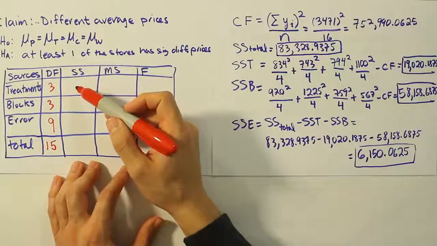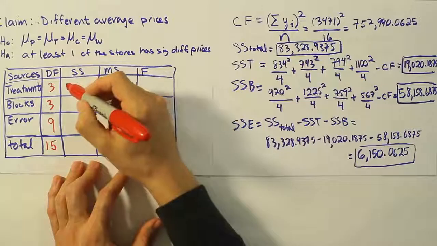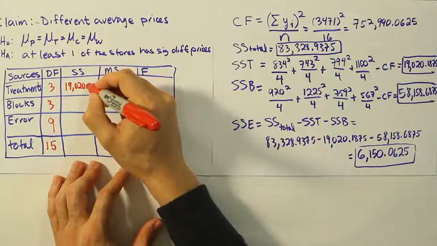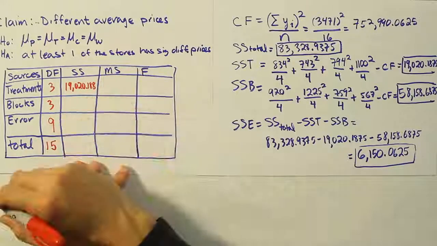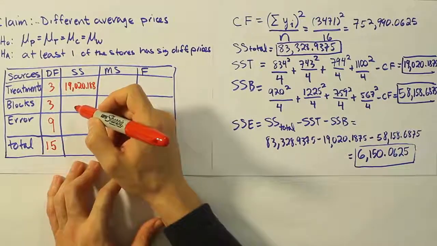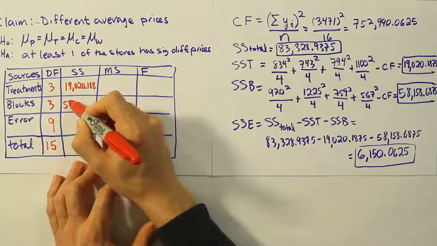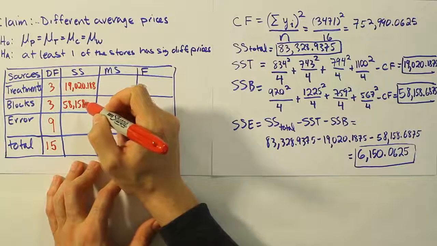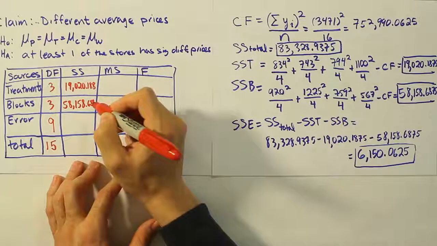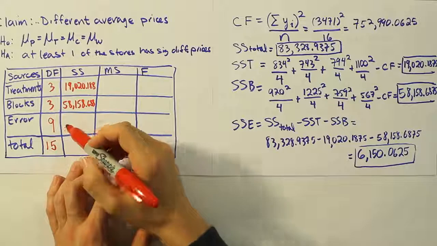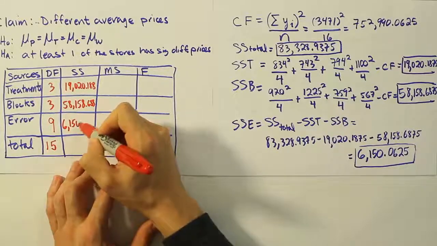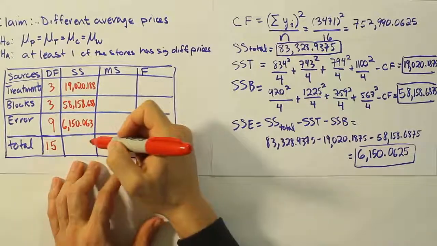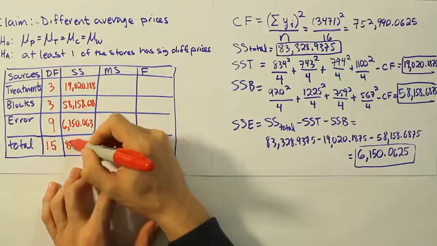All right, the sum of squares for treatment, we work that out. It's over here. It's 19,020.1875. So let's just say 188 to squeeze it in the table here. For the sum of squares for blocks, we're going to have 58,158.688. For the error, the sum of squares for error was 6,150.063. And then, of course, sum of squares for total, we don't actually need this value, but we can plug it in.